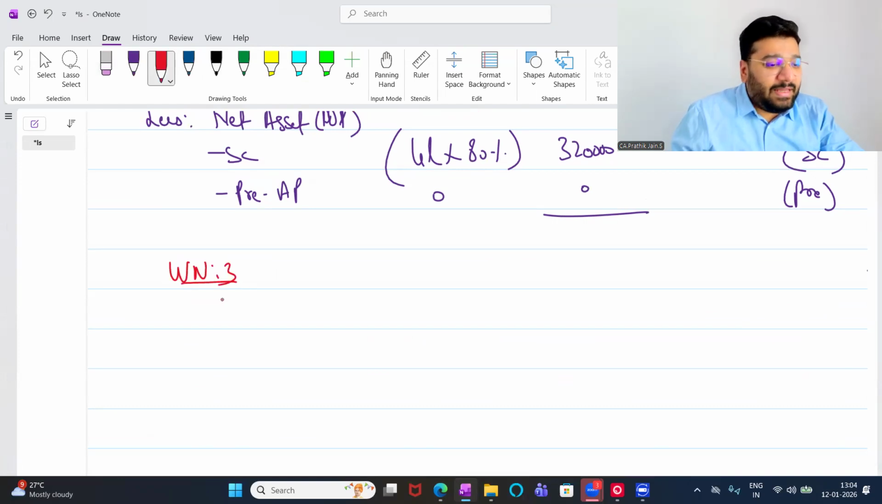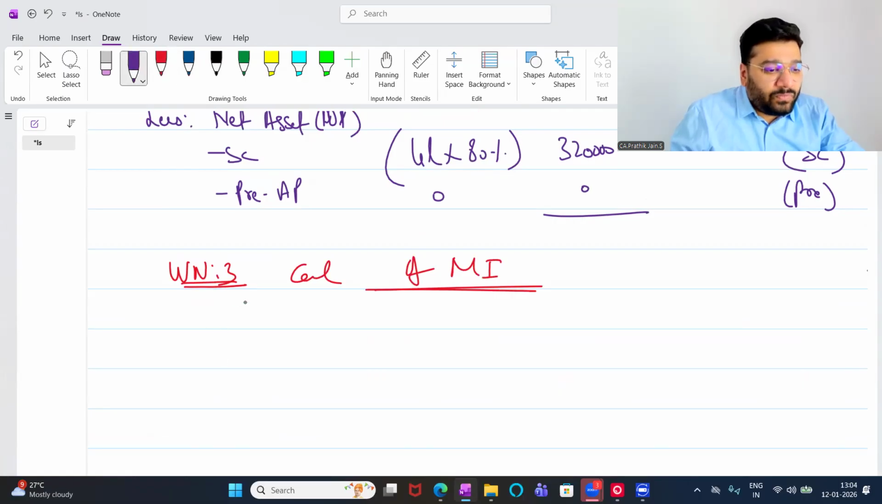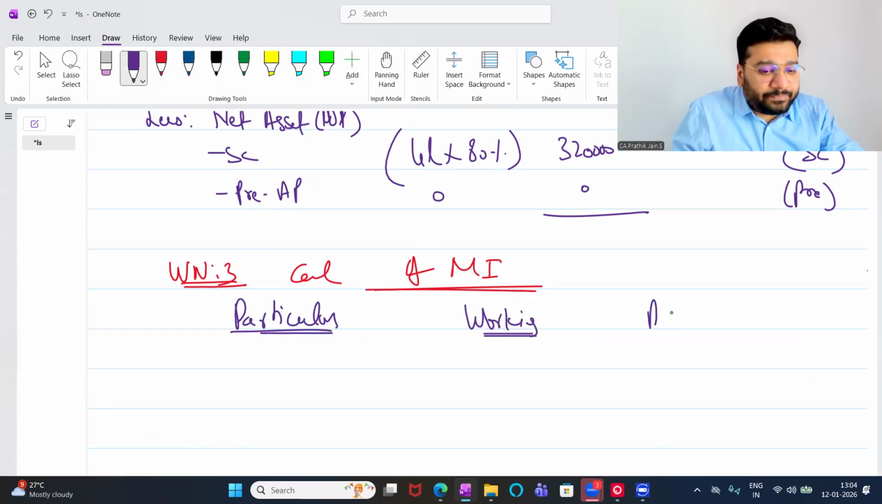Working note number 3. Calculation of minority interest. Particulars, working, amount. Share capital. How much is it? 4 lakh into 20%. How much is it? 80,000.